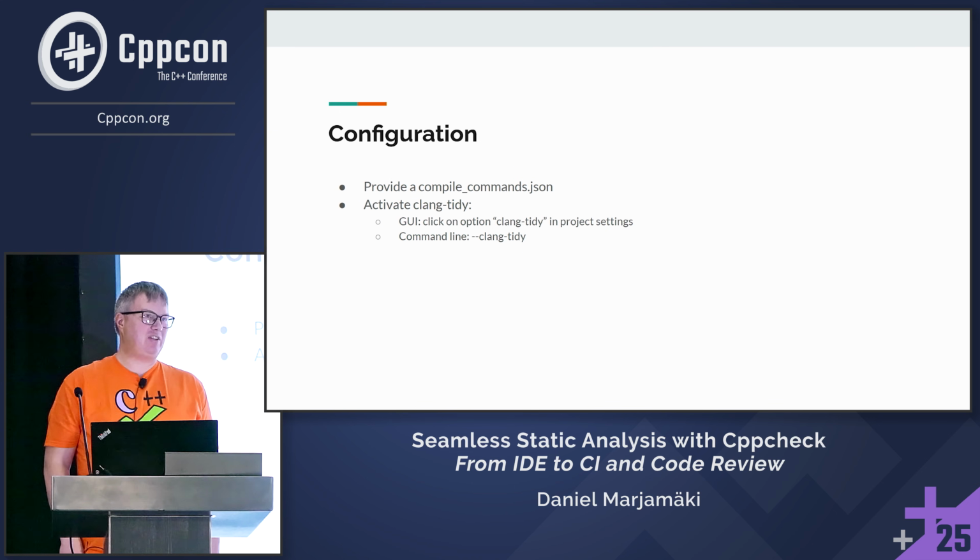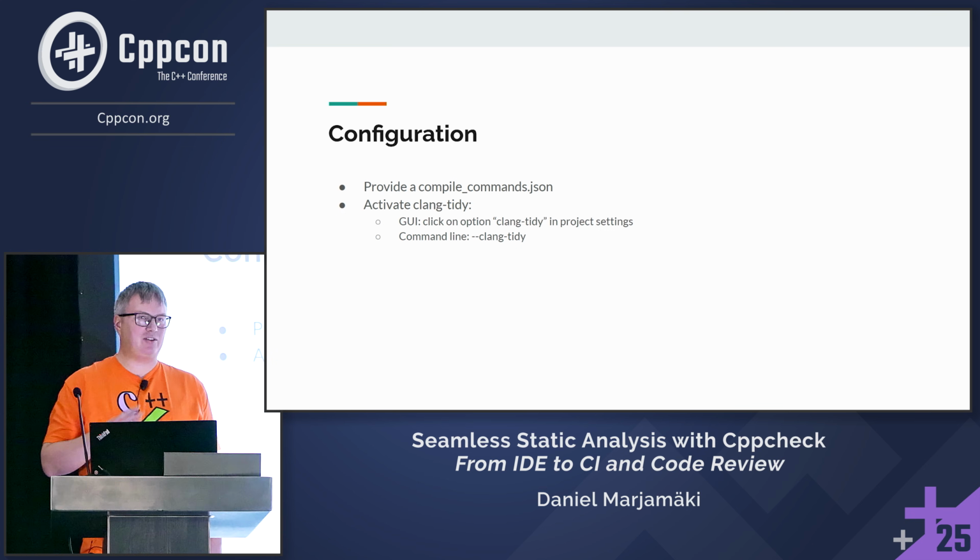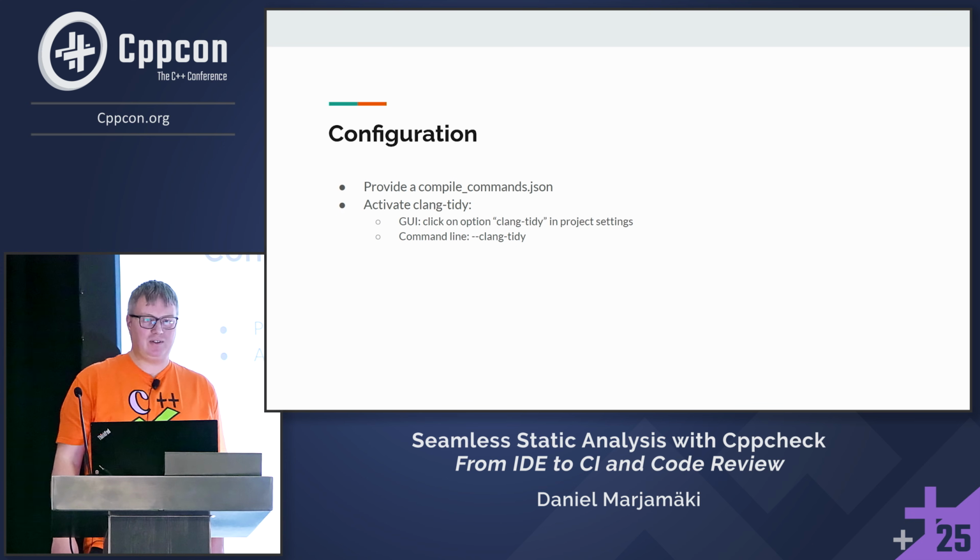Okay, how do you configure cppcheck to run clang-tidy? You first need to provide a compile_commands.json database. And then you activate clang-tidy in 2 minutes, either in the GUI, where you can click on an option called clang-tidy, or on the command line, where you can write --clang-tidy, and then you are done. So with this, every time cppcheck runs static analysis on a file, it will also run clang-tidy. It will execute clang-tidy, and it will import the warnings from clang-tidy into cppcheck, and you will get one interface for both tools.